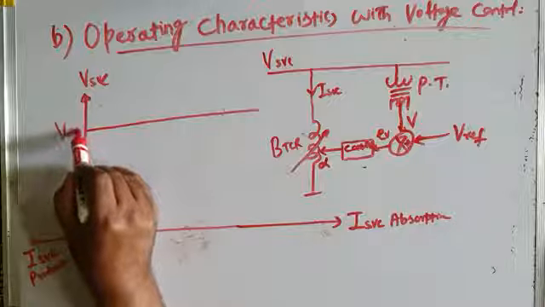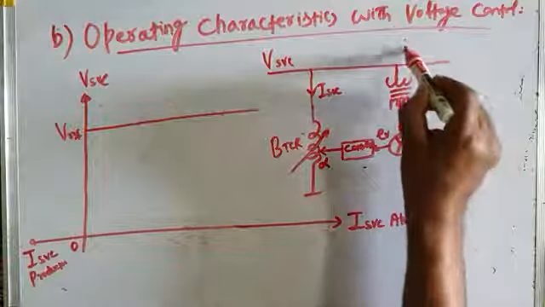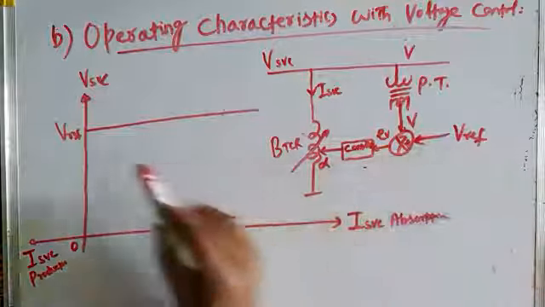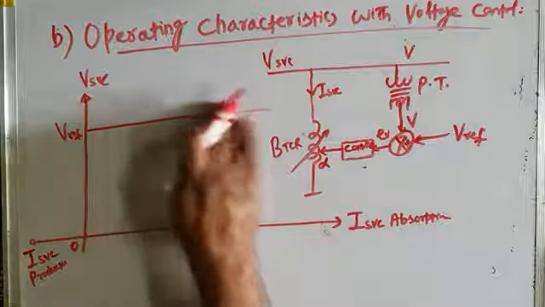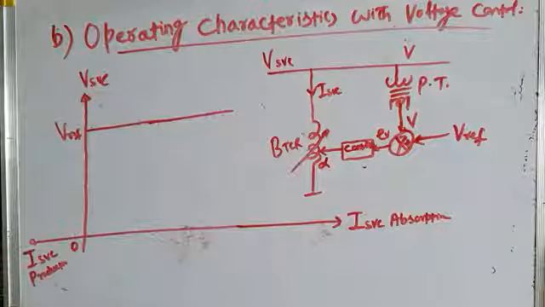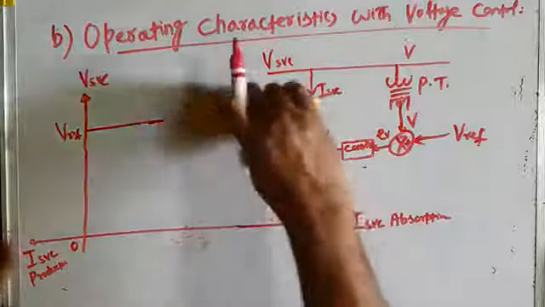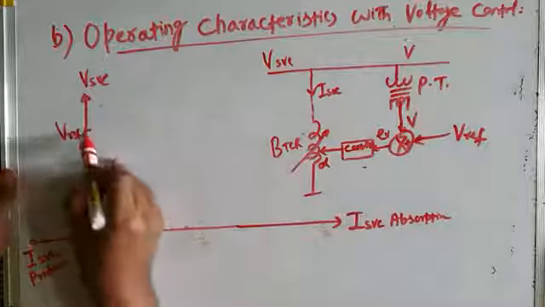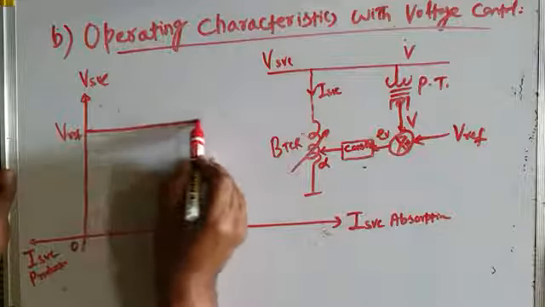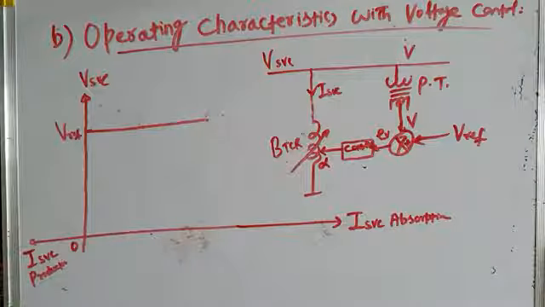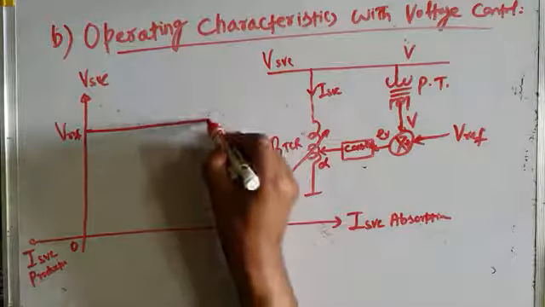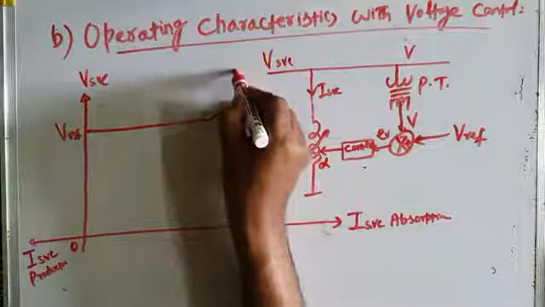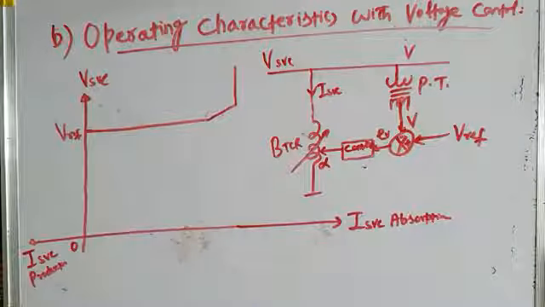Now the aim is to make this transmission bus voltage equal to VREF. This is the reference voltage. The aim is to make the transmission bus voltage, which is V, equal to VREF, and maintain it constant like this. Let me first of all draw the characteristics, then it will be easy for me to explain.